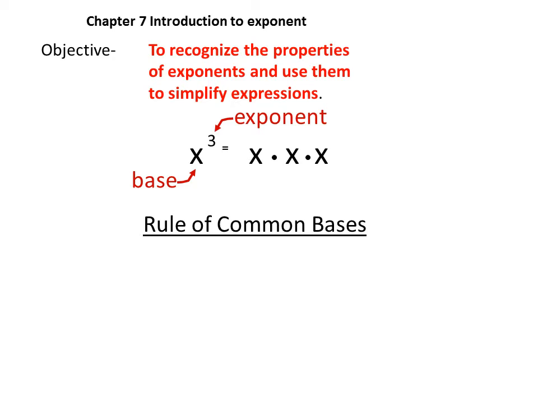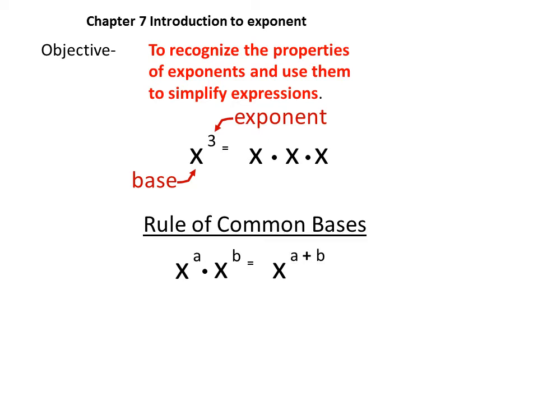Now, the first rule of exponents is the rule of common bases. What does the rule of common bases say? It says that if I have the same base, in this case x and x, raised to exponents, in this case a and b, I keep the same base and I add the exponents, my fault, I don't multiply. So a plus b.